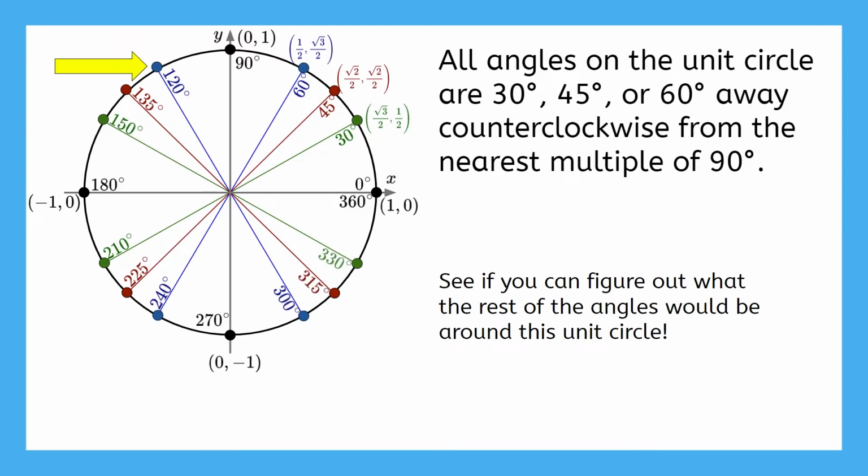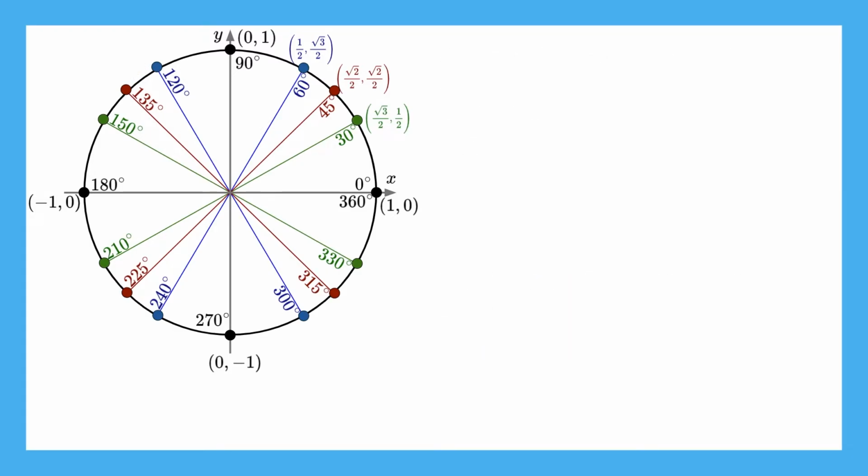These are the remaining angle measures. Now we just need to find what the coordinates of their points are. Let's start with the 120 degree point again. This time, to find the coordinates, we actually don't need any calculations at all. We can again make use of the unit circle's symmetry.